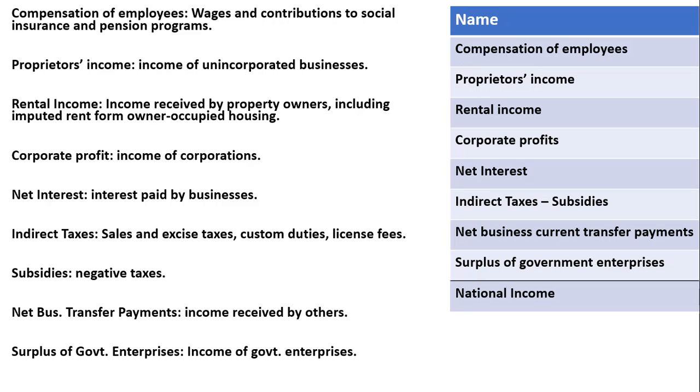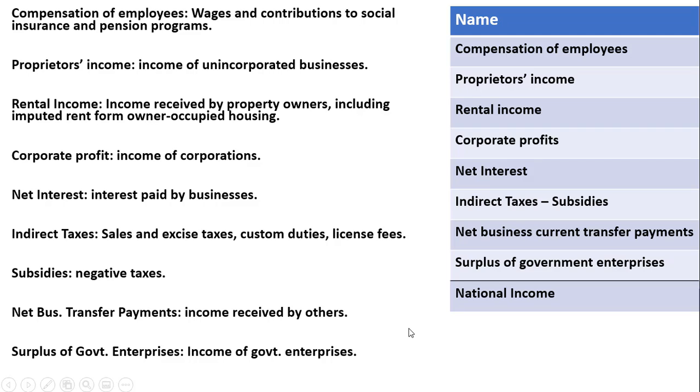And then we have finally surplus of government enterprises. This is the income of government enterprises. And like I said, some textbooks don't talk about these last two, in part because these tend to make up the smallest components of national income.